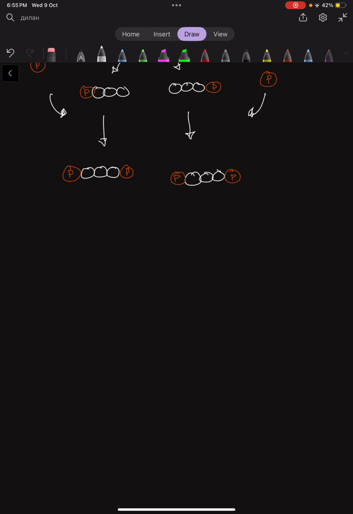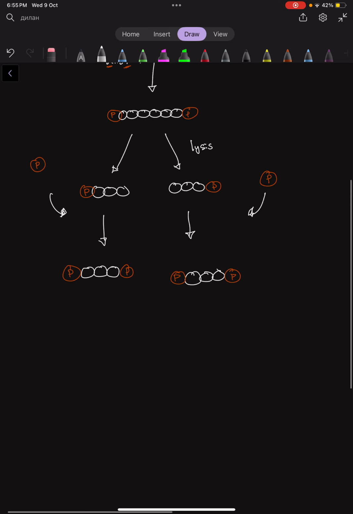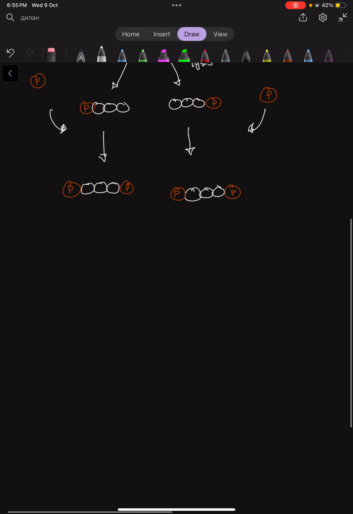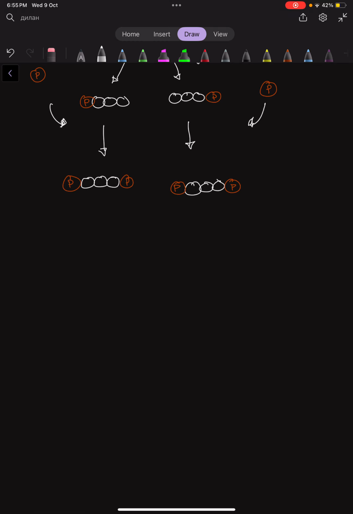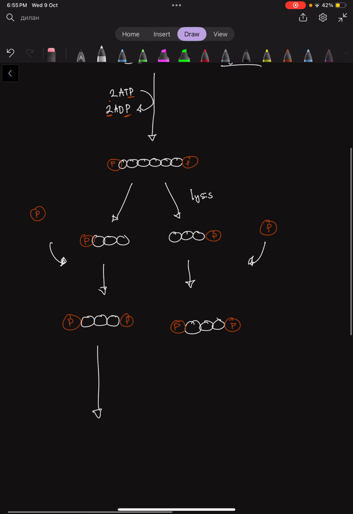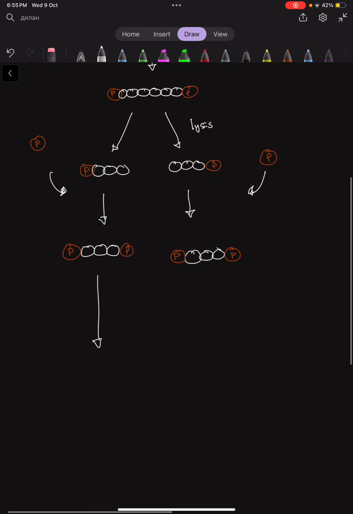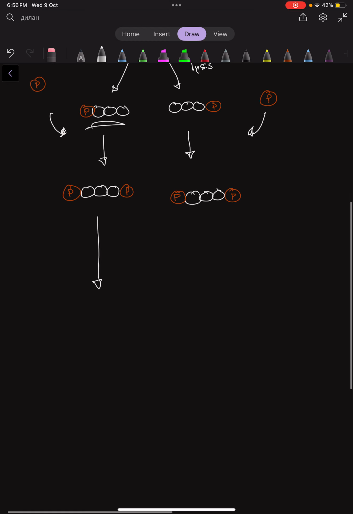Okay, then what happens with this is, oh, by the way, I've seen multiple choice where it's like, what does the phosphorylation of molecules do? It makes them more unstable. It makes the activation energy lower, so all this stuff is more likely to happen. Okay, then this. By the way, you only need to memorize one side of glycolysis because it's the same. Once you split it, the same thing happens to both sides of this molecule.